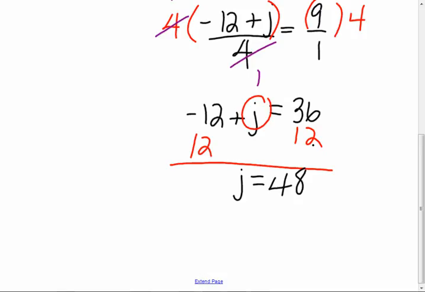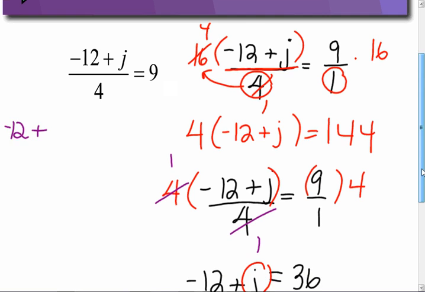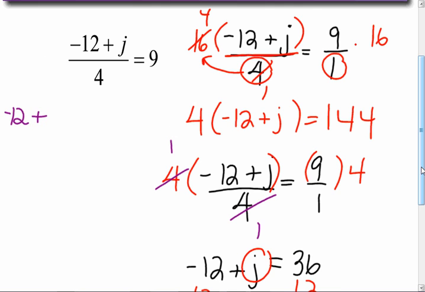I'm going to go back to the original, because if I go to the one where I changed it, I might have made a mistake. So it's negative 12 plus 48, divided by 4. Is that equal to 9? And you could do a guess and check, but really, would you guess 48? It's not exactly small. Now, this is a vinculum.